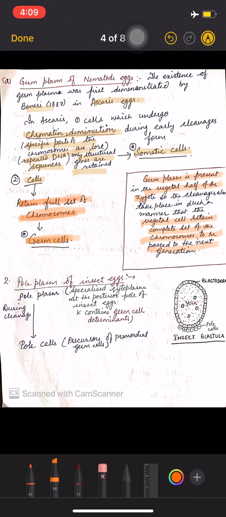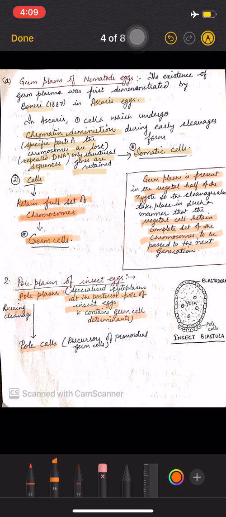Then comes another example, of insect eggs. So in insect eggs, there is a pole plasm, right? So what is a pole plasm? It is a specialized cytoplasm which is present in the posterior pole of the insect eggs, and this posterior pole पे जो cytoplasm है it contains the germ cell determinants, right? So this pole plasm, since it contains the germ cell determinants, will give rise to the pole cells, and these pole cells then give rise to the germ cells. So this pole plasm undergoes cleavage and produces the pole cells.